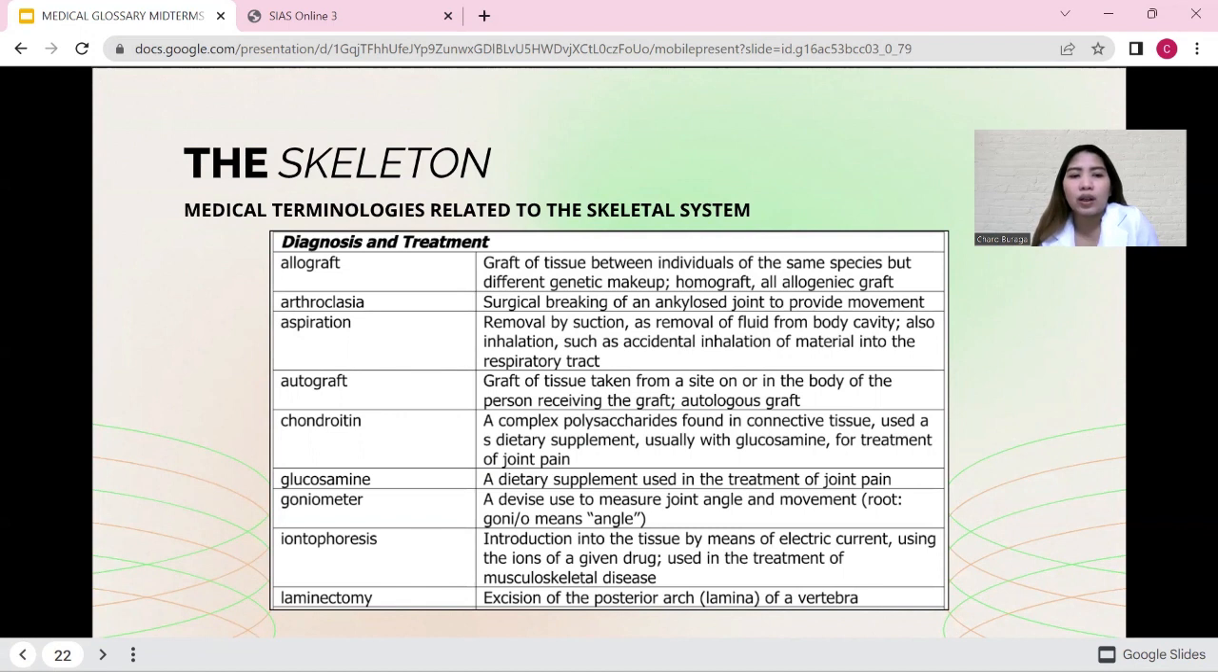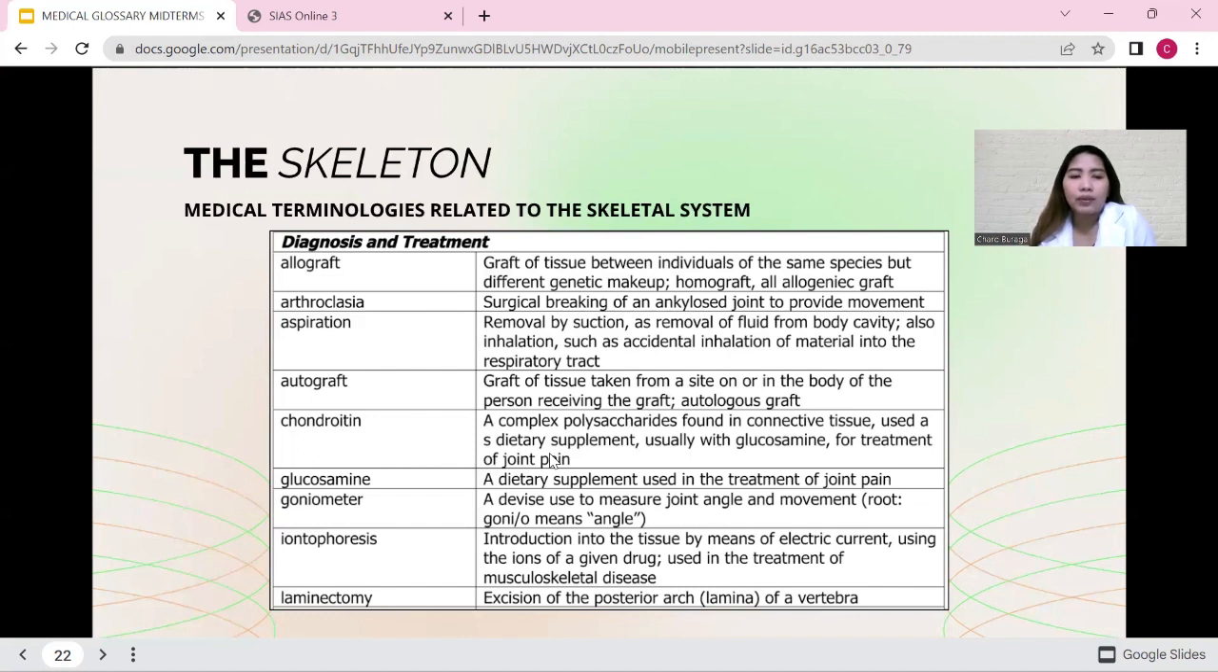That is aspiration. The autograft, graft of tissue taken from one site into the body of the person receiving the graft. And the chondroitin, a complex polysaccharide found in connective tissue, used as a joint dietary supplement, the glucosamine siya, in the treatment of joint pain. Okay. Glucosamine, so dietary supplement siya na ginagamit sa pag-treat ng joint pain. And the goniometer, device used para i-measure yung joint angle and the movement.